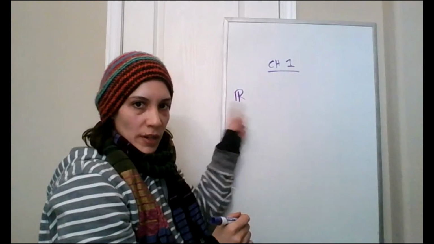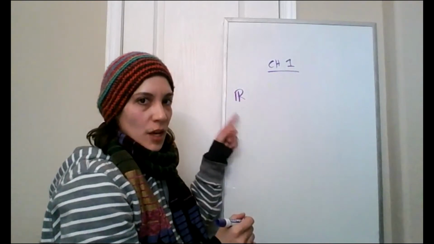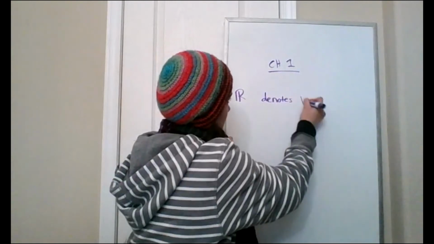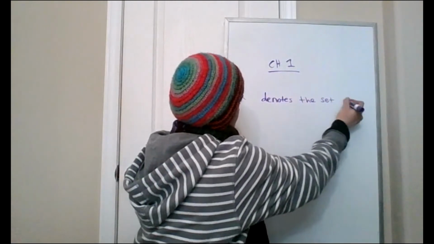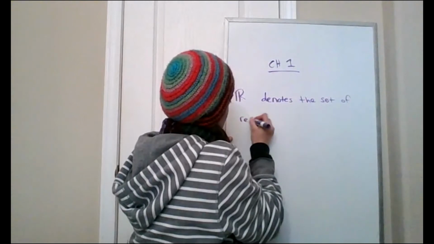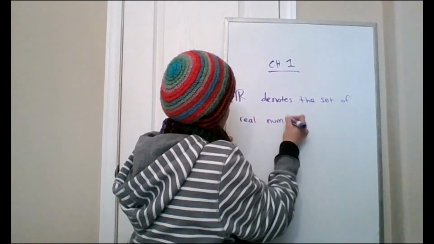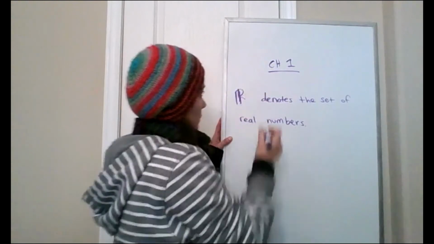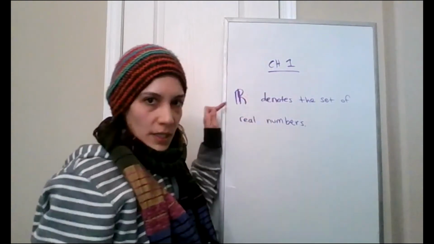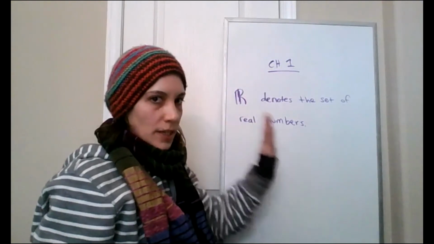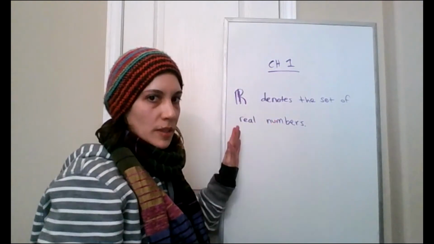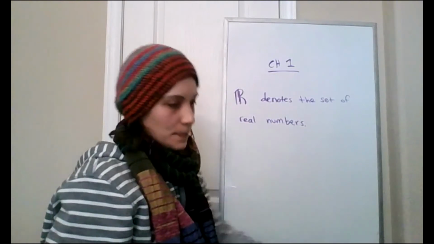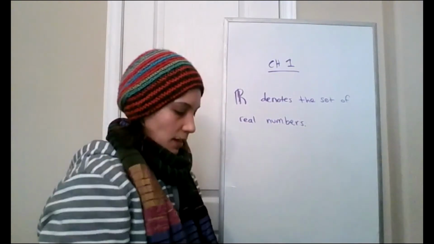So this double bar R, capital R, denotes the set of real numbers. We're going to stay here in this class. We're not going to go into complex numbers. We're going to go up to real numbers, and that's it. A function.